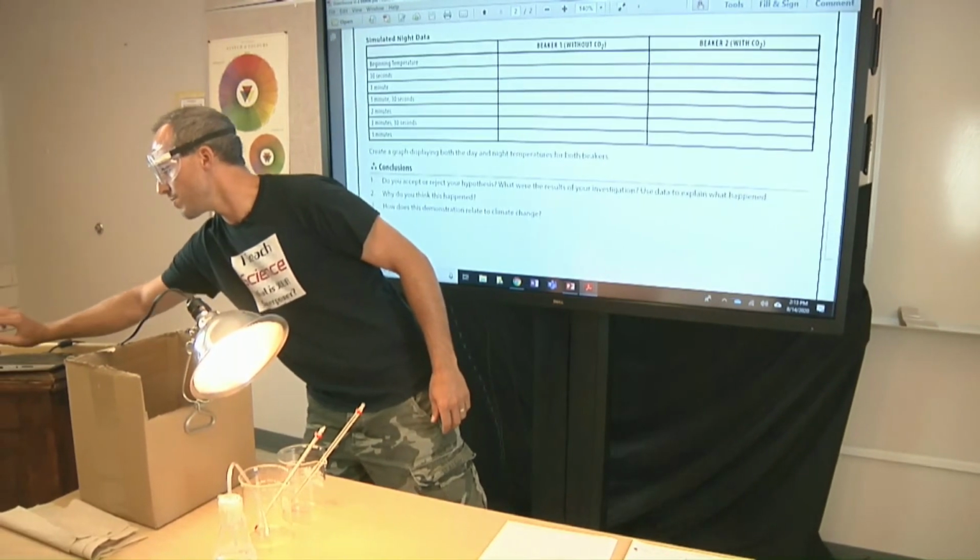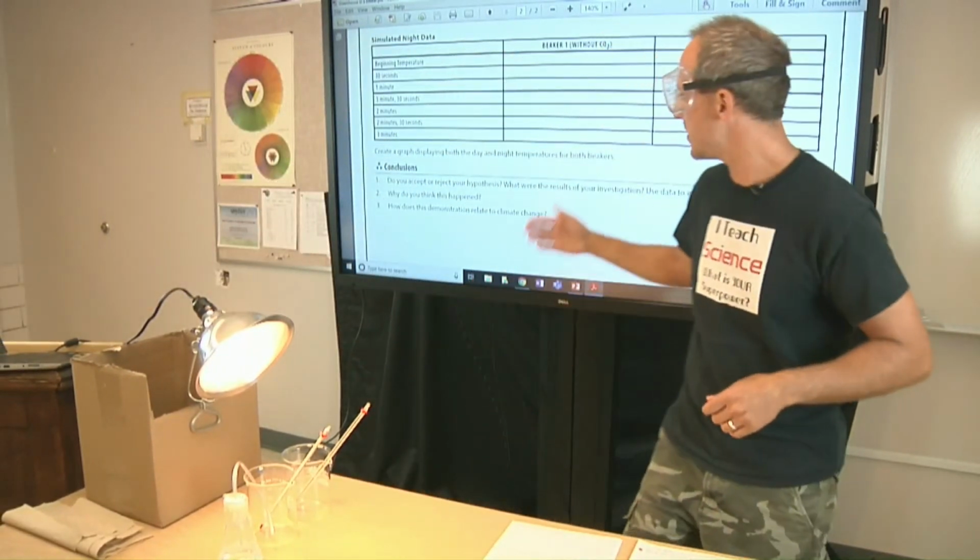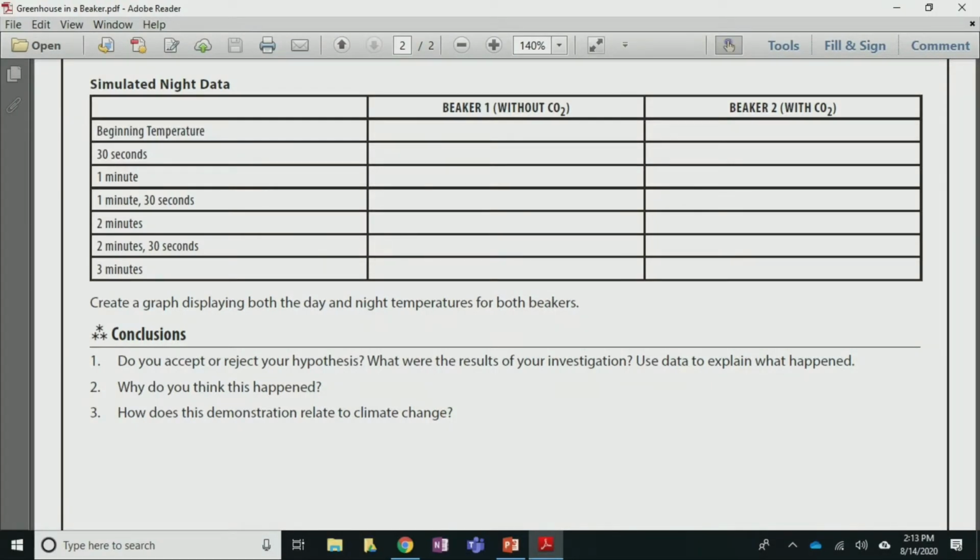All right, so as we take a look at some of the conclusions to this experiment, first of all, we want to look at our hypothesis and say, was our hypothesis correct or not? And why? Okay, and look at your data to explain what happened. Then think about why you think this happened. And finally, how does this demonstration relate to something called climate change? Okay, so we're going to get into a little bit more about this idea of the greenhouse effect and the implications of climate change.